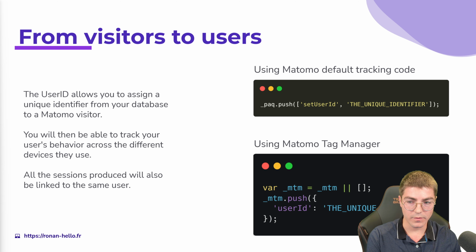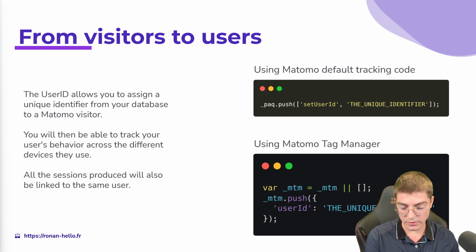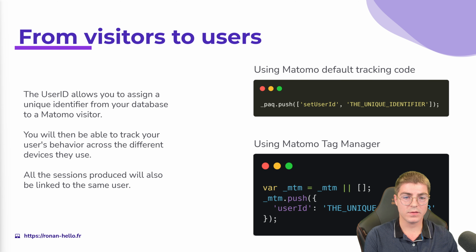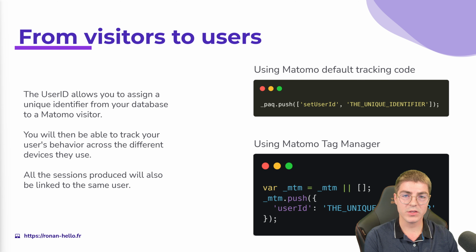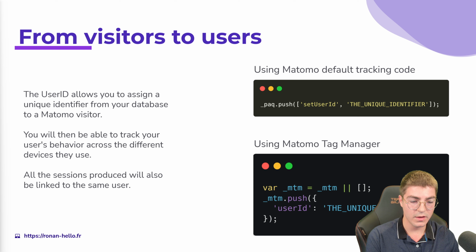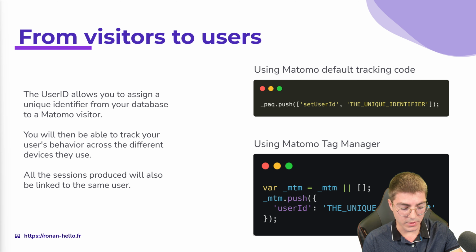Matomo has a complete functionality about user ID, and two ways of deploying it into your code. Here, the first line, as you can see, is _paq.push setUserId, for the default Matomo tracking code. Or if you are using Matomo Tag Manager, you can continue to use your data layer and just add a custom variable as user ID, and then as value the unique identifier you choose from the data in your database.